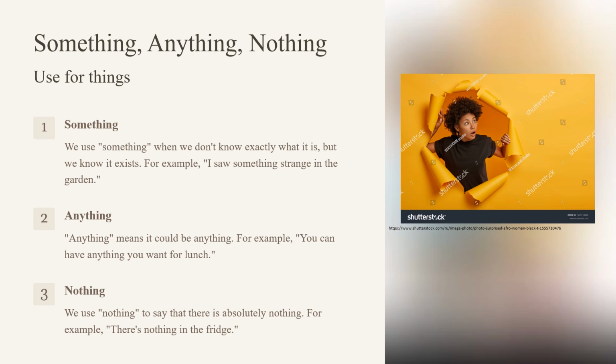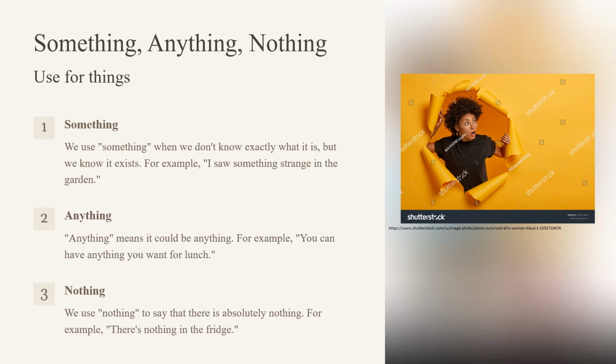Something, anything, nothing. Use for things. Something. We use something when we don't know exactly what it is, but we know it exists. For example, I saw something strange in the garden.